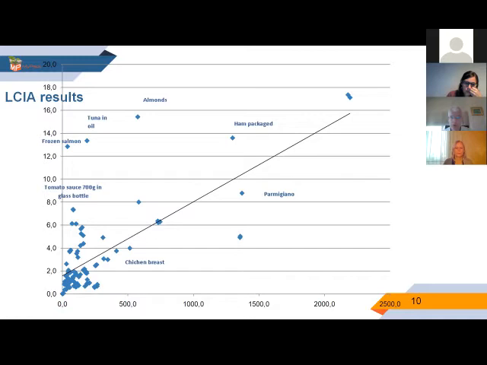Another clustering is the clustering per food type. And also here we can see differences. Food clusters where meat or dairy products are involved often have high impacts. So here a simple advice could be, well, if you would like to reduce the environmental impact of your diet, maybe you should try to eat a little bit less meat.